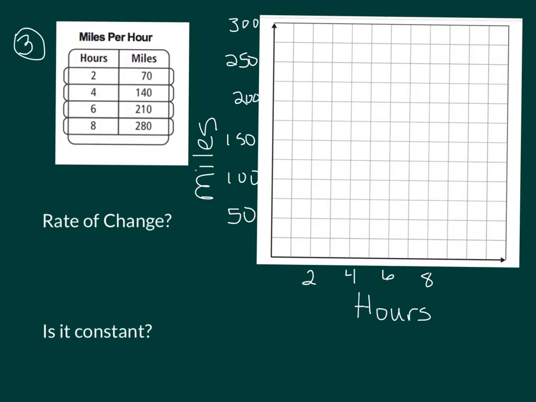Here we have a table of values. We're going to find the rate of change, and then we're going to determine if it is a constant rate of change. So let's just go ahead and plot these points. 2 and 70. We're going to do some guessing here. 2 and 70 is probably right about there on the line. 4 and 140. Okay, so maybe right about here.